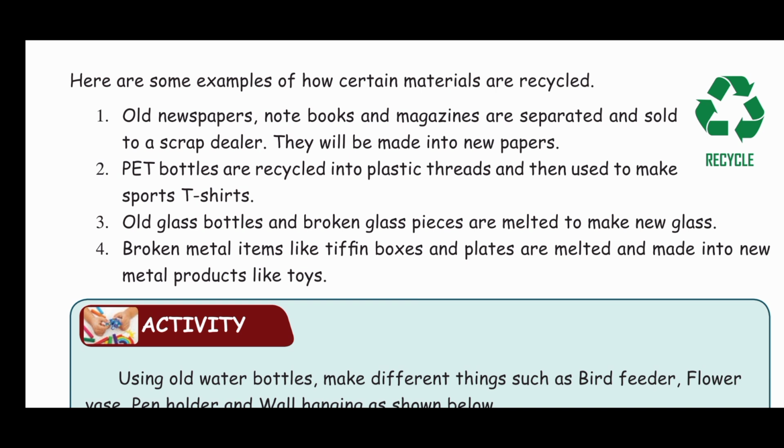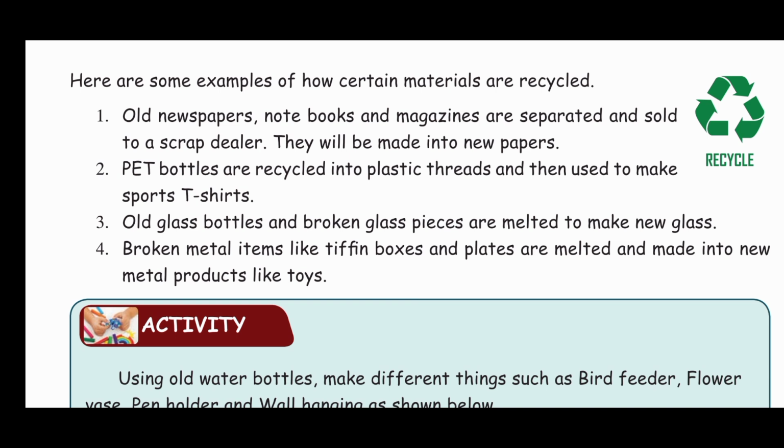Here are some examples of how certain materials are recycled. Examples they have given. First one, old newspapers, notebooks and magazines are separated and sold to a scrap dealer. Scrap dealer means one who gets the old books for less cost. They will crush and grind them and make them into new papers again.